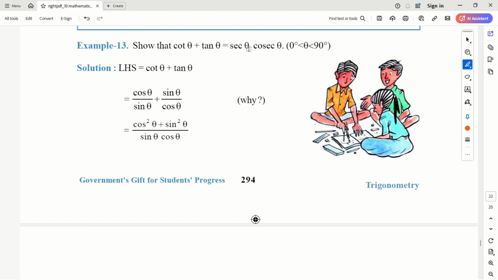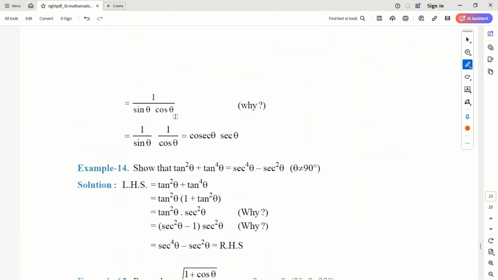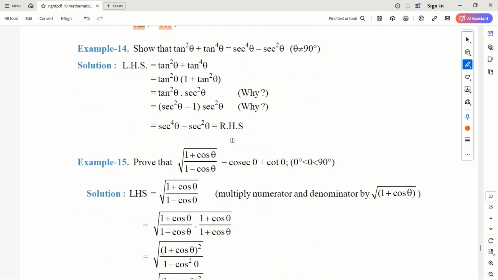Cot theta plus tan theta equals secant theta into cosec theta. We have to prove this. Take the LHS. Cot theta plus tan theta is nothing but cos theta by sine theta plus sine theta by cos theta, and it will become sine square theta plus cos square theta by sine theta cos theta, where the numerator is 1. We know this. Once the numerator is 1, it will become 1 by sine theta cos theta, which is nothing but cosec theta and sec theta, right? So that is the RHS.